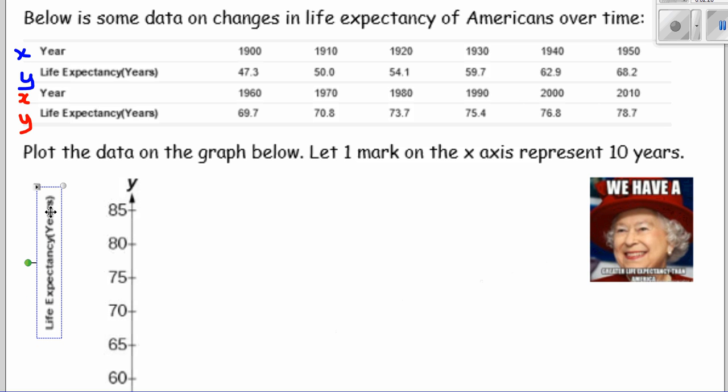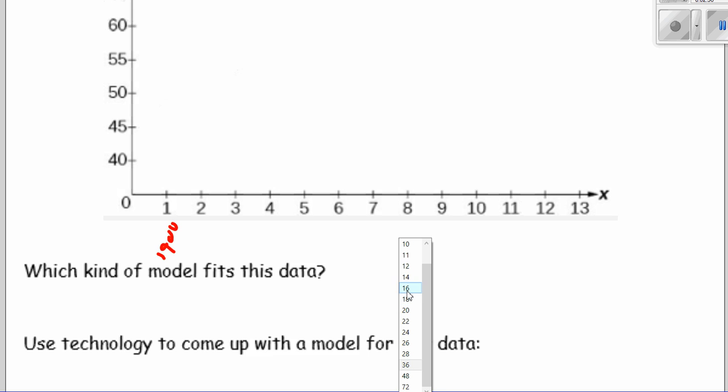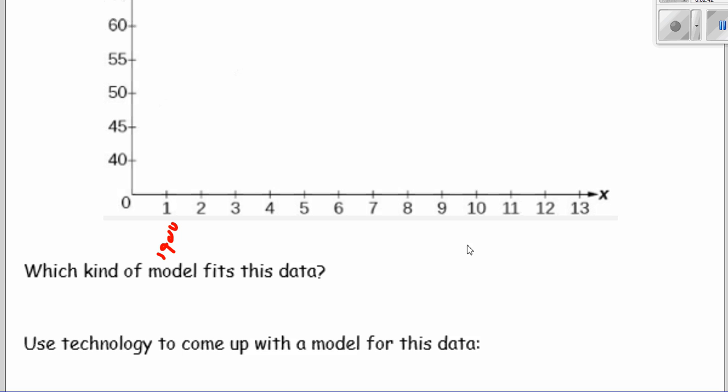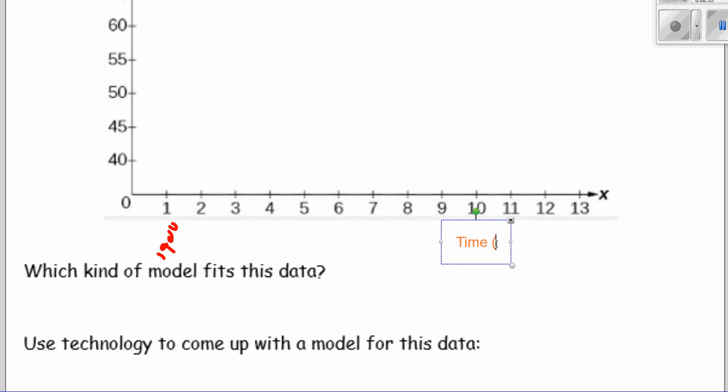And down the bottom, notice it's going 1, 2, 3, 4. So instead, what could we call it? Let's see. I need to make it a bit smaller, 17 point, 16 point maybe, and I'll make it orange. Time. Lots of 10 years, starting with 1900.